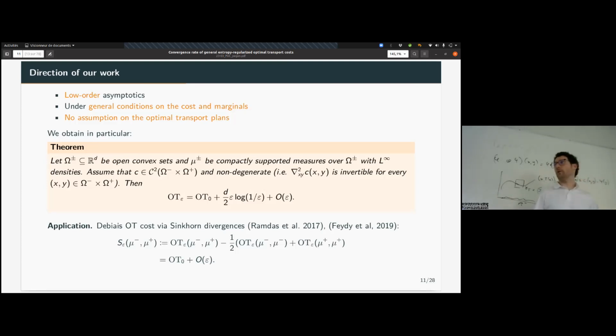And so Genevay, Peyré and Cuturi have introduced this so-called Sinkhorn divergence. It's a correction to make it again a metric. And actually they show that it converges much faster to the original OT0. And from our results, you can just say that all these terms cancel, and you just get the epsilon squared over epsilon in these cases.